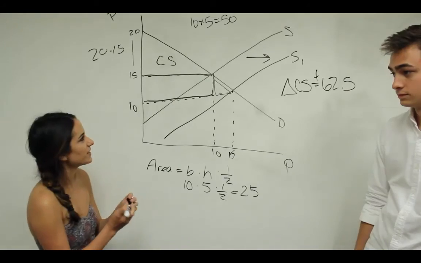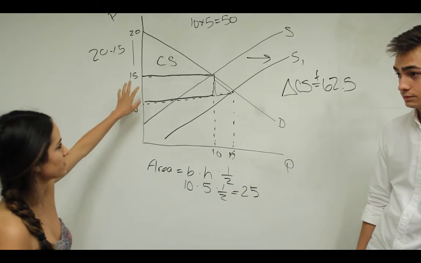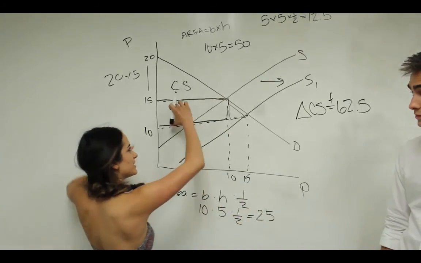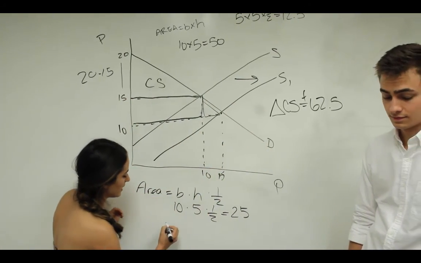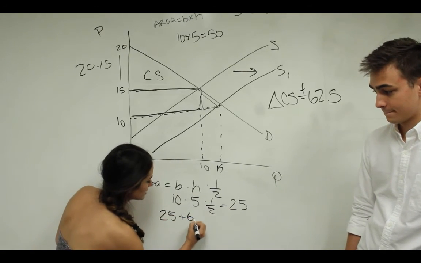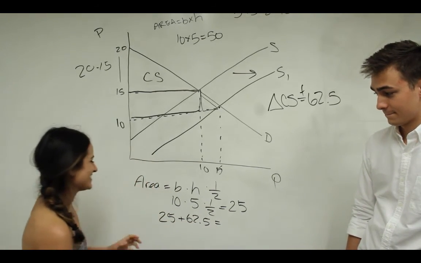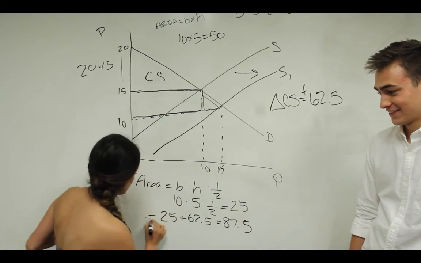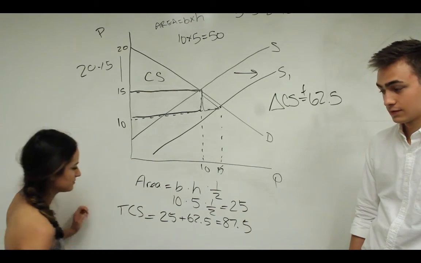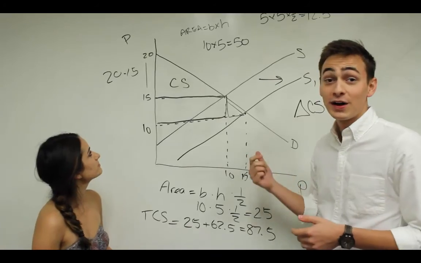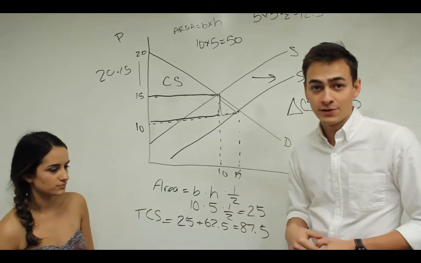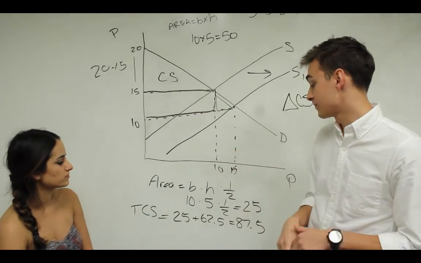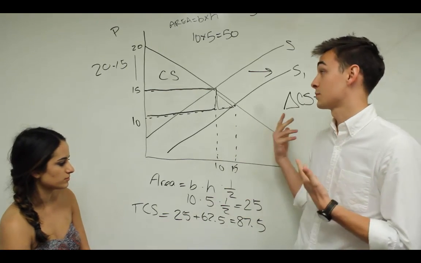Positive change. Okay, so now if you were to be asked what the total consumer surplus is, then we'd take the area of this triangle, which we found down here to be 25, and add it to this new area, which we found to be 62.5, to get 25 plus 62.5 equals 87.5. And that would be your total consumer surplus. As you see here, when supply increases, which can happen when more firms come into the market or input prices decrease, it really benefits consumers. So consumer surplus was 25 before, and then it went up to 87.5 just because supply increased.